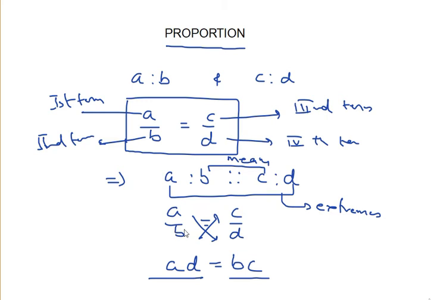So A upon B is equal to C upon D. In other words, A ratio B is proportional to C ratio D. So the result will be product of extreme will equal to product of means. Now we will study continued proportion.